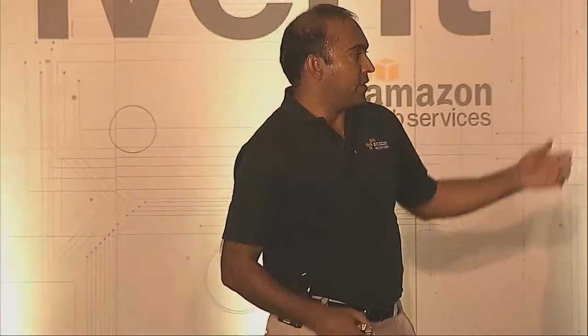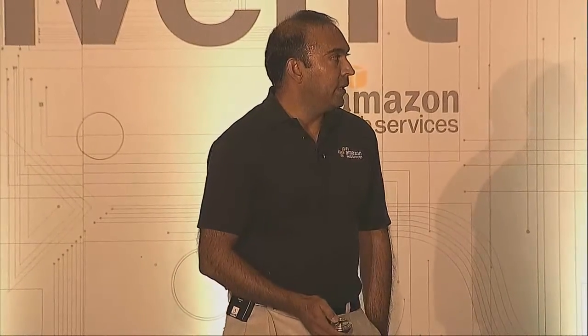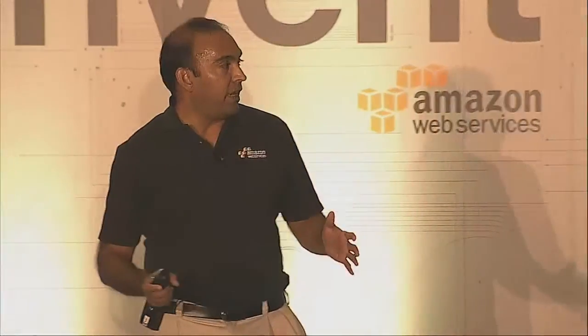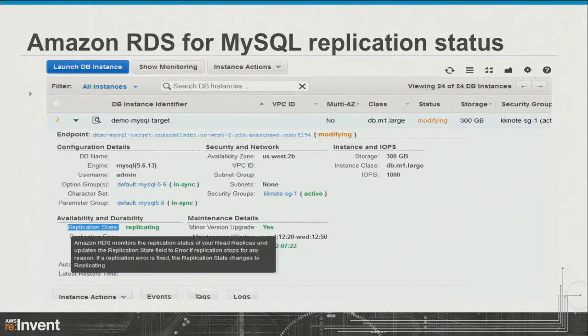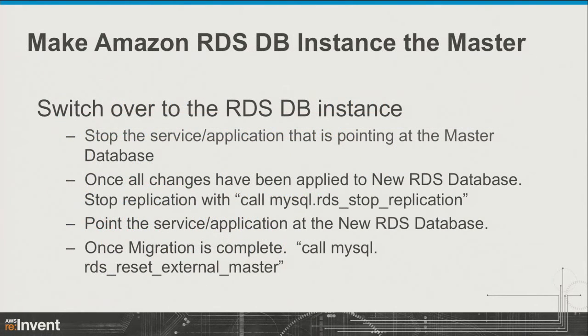Once you do that, you start the replication on your RDS. This is a screenshot, and you see it starts the replication. This is the Amazon console where you have the RDS console up. The console will show that it's replicating, and once the changes, the deltas, have been moved over into the slave database, you basically switch to the RDS database.